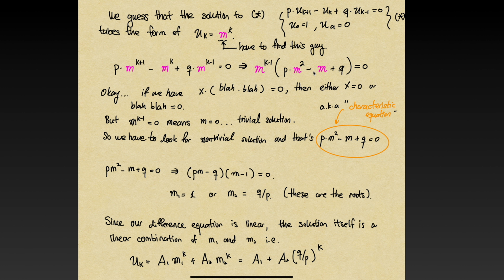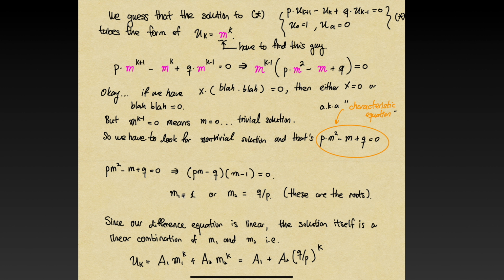p times m squared minus m plus q is equal to 0. And in math, this is known as the characteristic equation. So how do you solve this equation? We'll be factoring it. We get something like (pm minus q) times (m minus 1) is equal to 0. That means either this is equal to 0 or this is equal to 0. If m minus 1 is equal to 0, we have m equal to 1. So that is one of the roots.